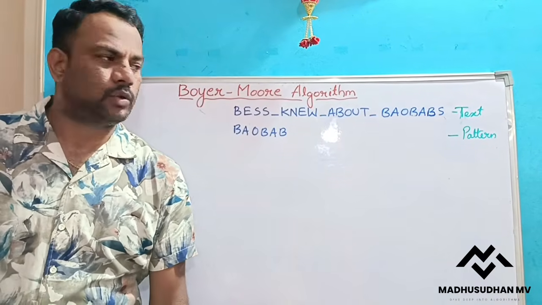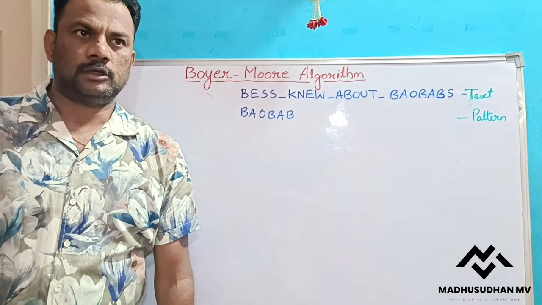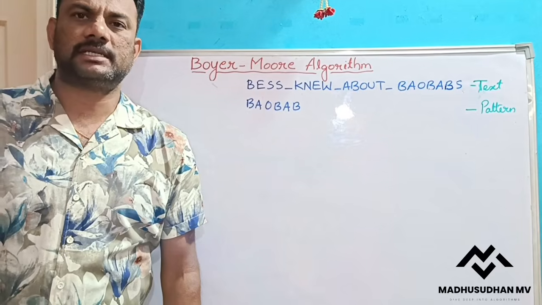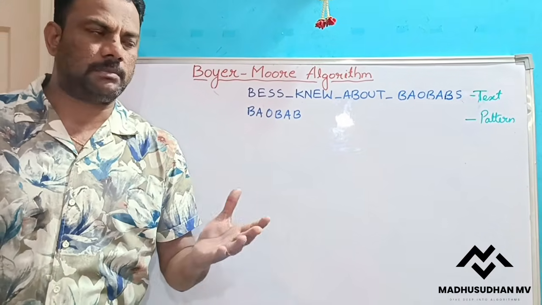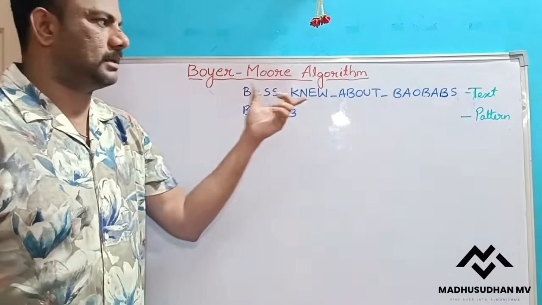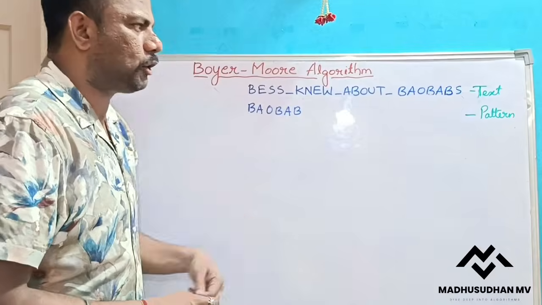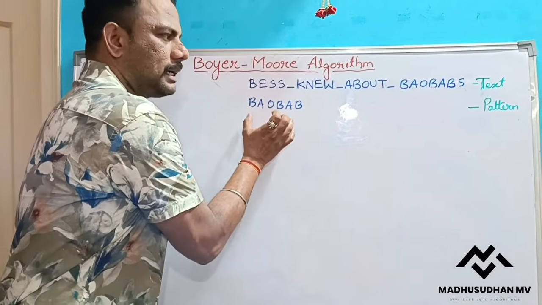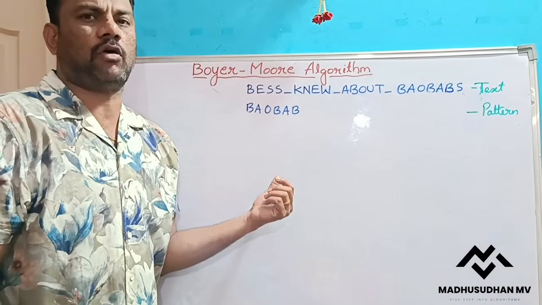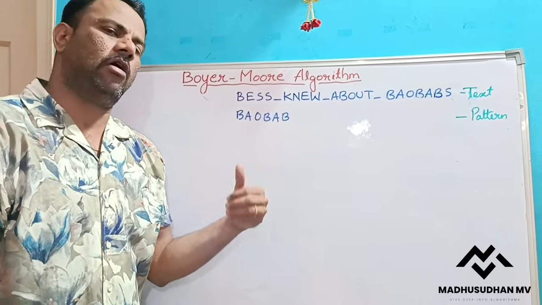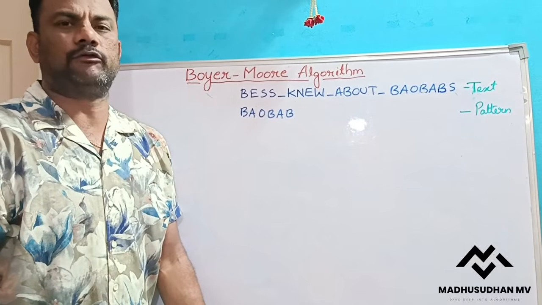Hi everyone. Today we are going to discuss the Boyer-Moore algorithm. We already know what a string matching algorithm is: given some text, a large number of characters, and given some pattern, we need to find whether the given pattern is present in the given text or not. This string matching problem we already solved using two methods. The first one is by applying the brute force technique.